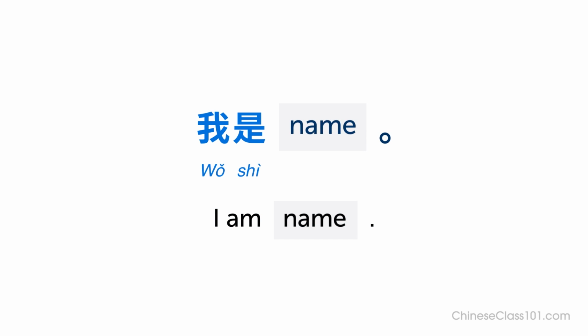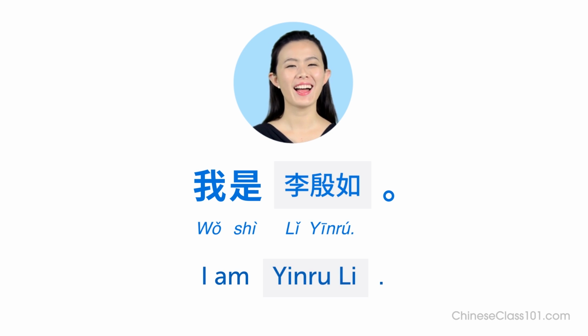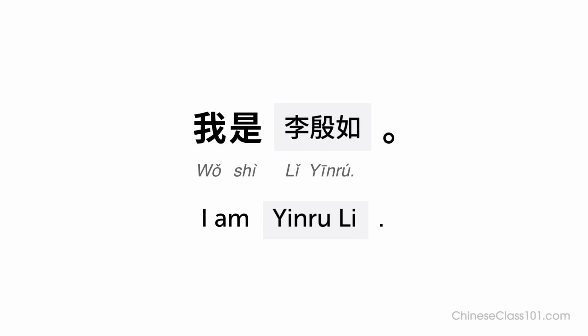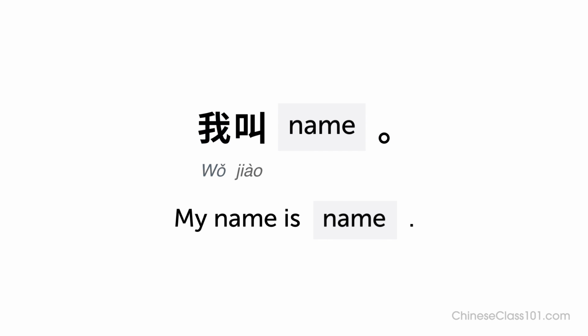Do you remember my introduction at the start of the lesson? 我是李音如. My introduction follows the pattern of 我是 name, I am name. You should be aware of this pattern, but for this lesson, we'll use the sentence pattern 我叫 name, my name is name.